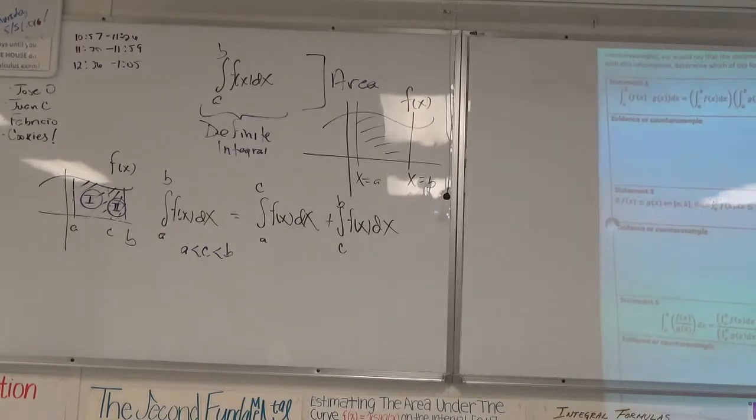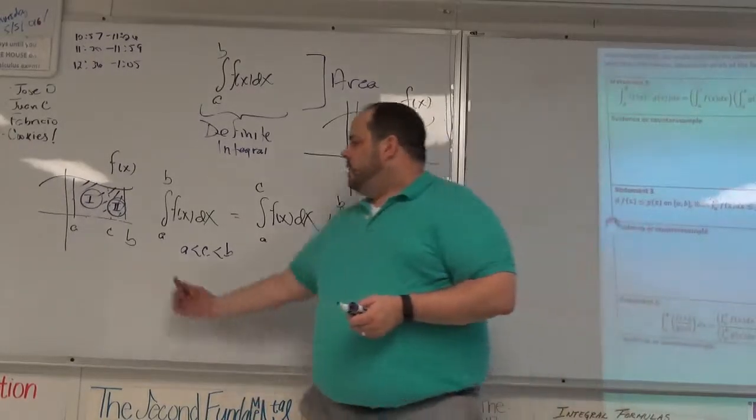If you can come up with one example where it fails, then it's not a property. Yes, sir. So what if C from C to B it was under? So then when you added it... That's a great question.